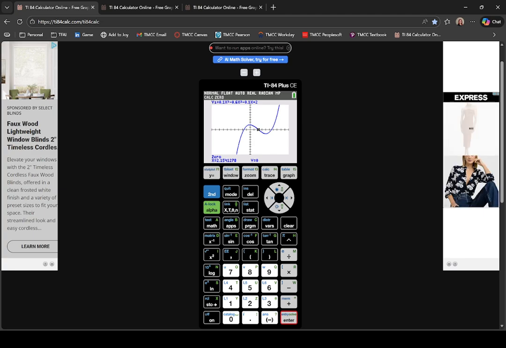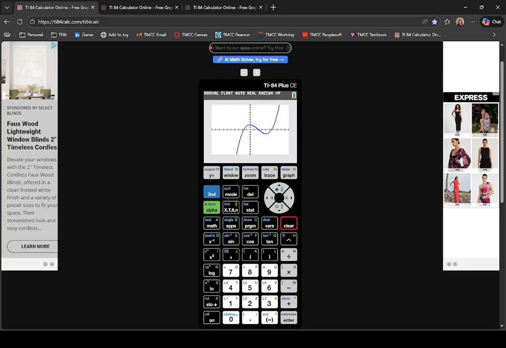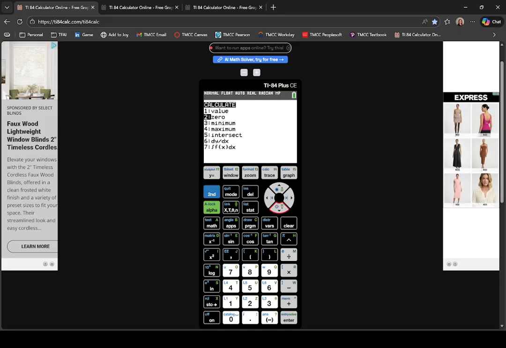It is 2.154. So we can do this process a third time and focus in on our third zero. We'll do that now. Hit clear to remove where we were. I hit second, trace to pull up the calculate, and I hit enter on zero.